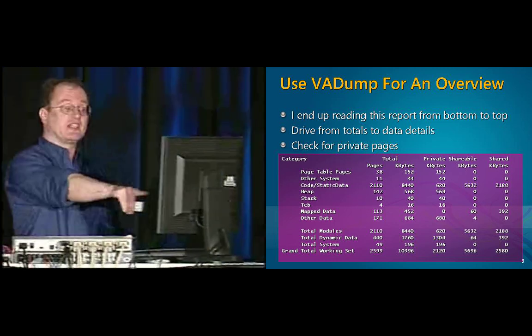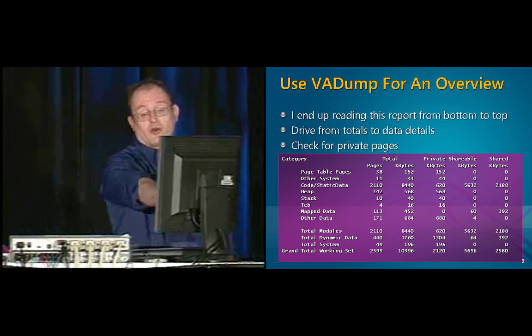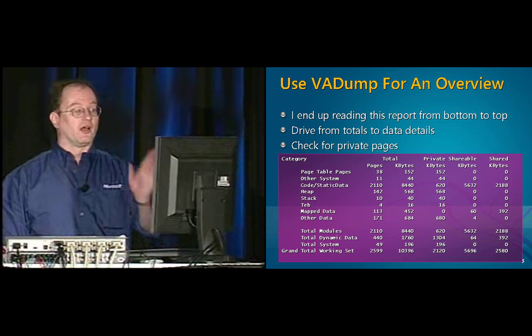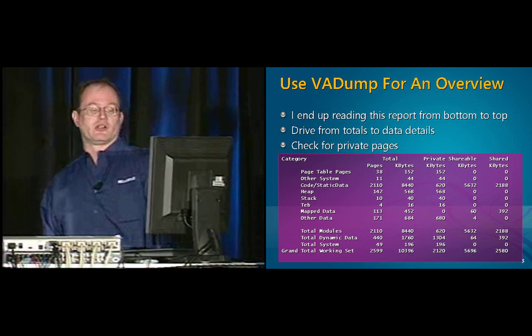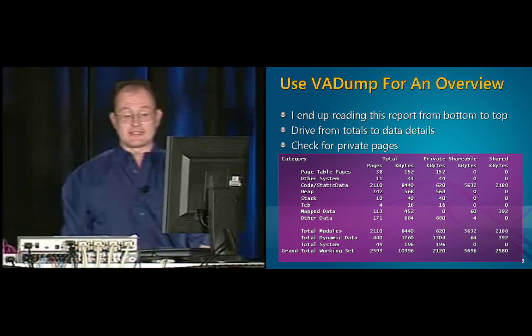So this is giving us an idea of overall how much memory this process is using, right? In kilobytes, the whole thing is about 10 meg with that breakdown. And you can see that right down at the very bottom. VADump tends to think in pages, so many of the numbers are stated in pages, like in that first column. But the difference between a page and kilobytes is just multiplying by 4K, as you can see.